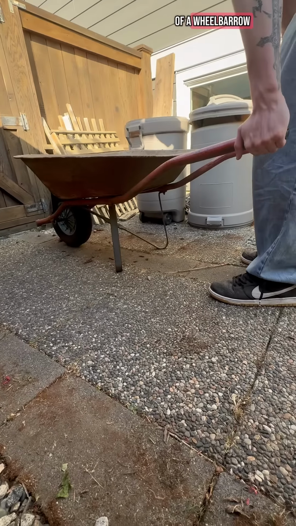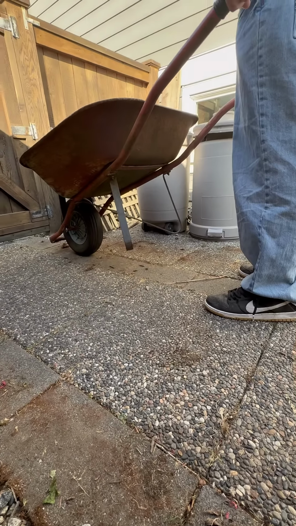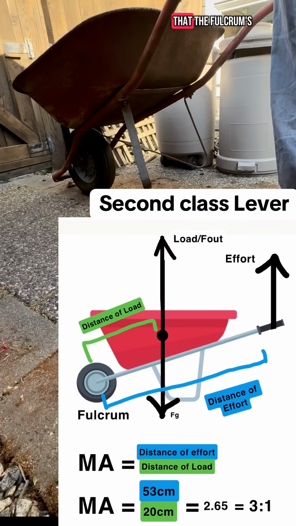The lever component of a wheelbarrow is a second-class lever. Looking at this three-body diagram, we can see that the fulcrum's on one side, the effort's on the opposite side, and the load is in the middle. The mechanical advantage can be calculated by measuring the distance of the effort from the fulcrum and the distance of the load from the fulcrum, where mechanical advantage equals the distance of the effort divided by the distance of the load. Plugging in the distances we measured, we get a mechanical advantage of 3 to 1, meaning it's 3 times easier to lift the load.